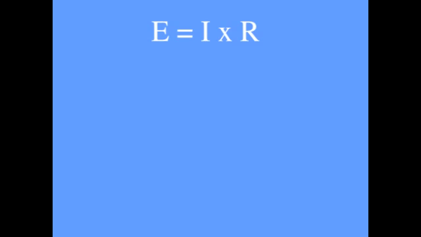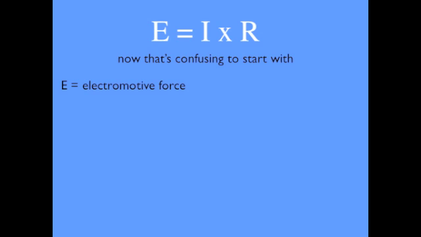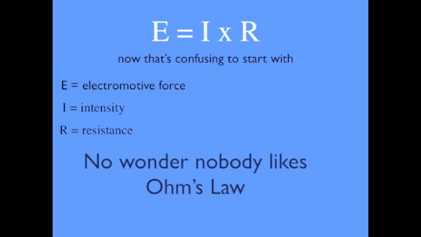Remember back in our early electrical training classes, we were given this formula: E equals I times R. Now that's pretty confusing, but the E stood for electromotive force, the I stood for intensity, and R for resistance. That's kind of confusing, it's not real relevant, no wonder nobody likes to use Ohm's law.